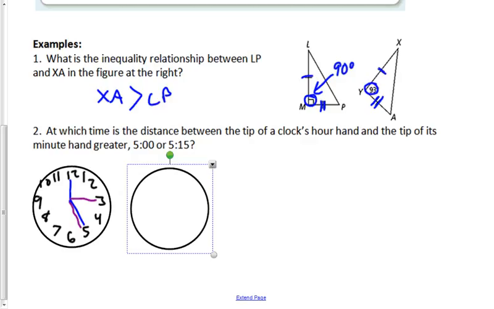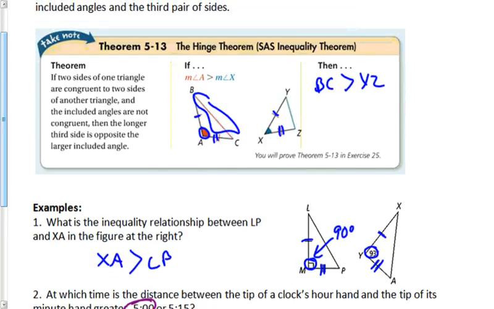So you can tell there, it says at which time is the distance between the tip of the clock's hour hand and the tip of the minute hand greater? Well, you can tell it's going to be the 5 o'clock, just because of this picture. You can actually just take a look at it. This angle is going to be a lot bigger, so the opposite side will be a lot bigger. Whereas this angle is smaller, so this opposite side is smaller. So that's using that Hinge theorem, or the side angle side inequality theorem.